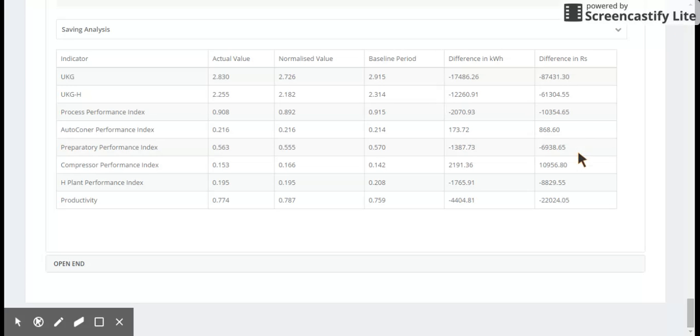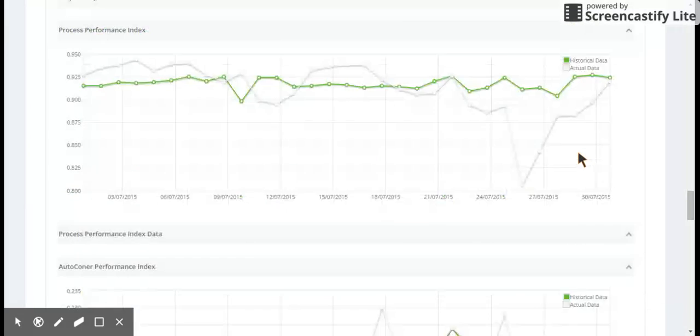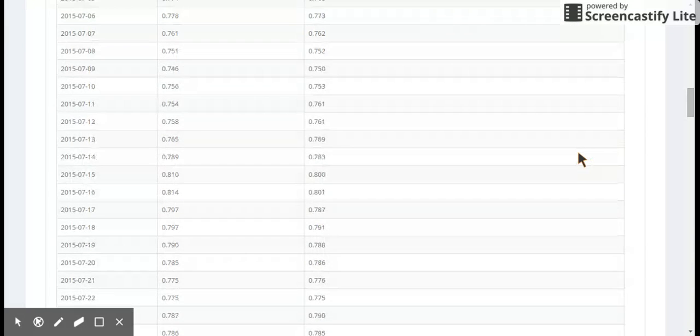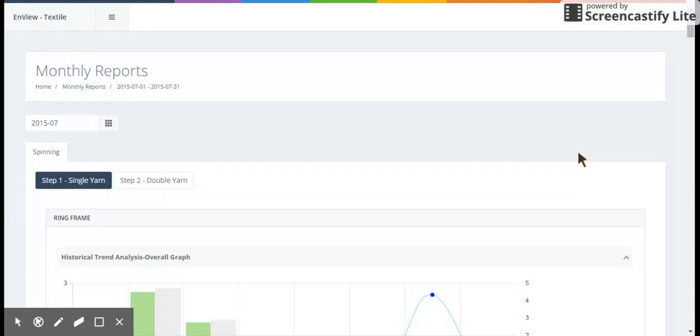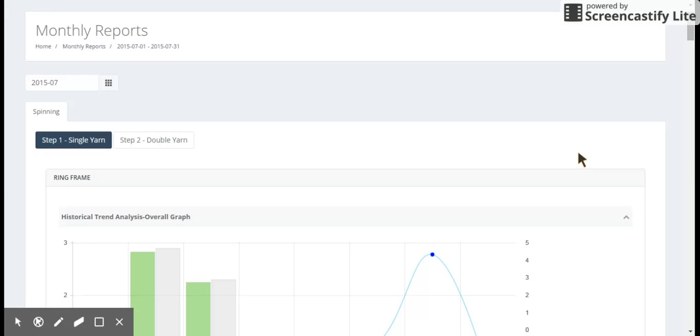So it gives, in a sense, an overall roundup of how the month has fared, based on which the energy managers and the overall team can take more specific actions towards reducing or managing their energy performance overall.